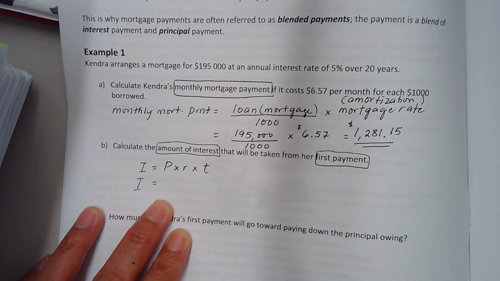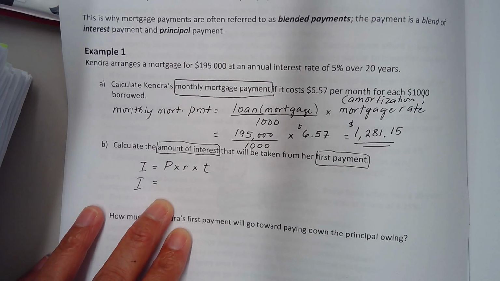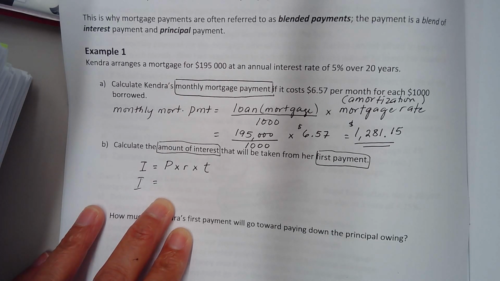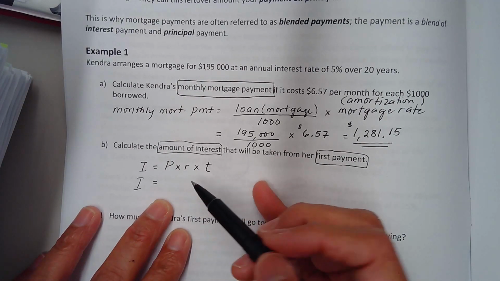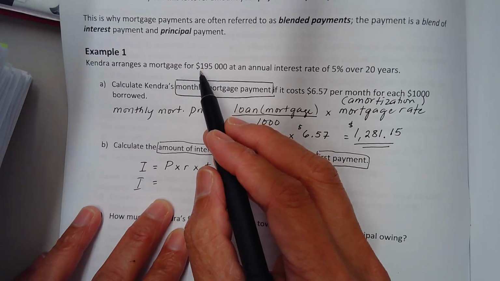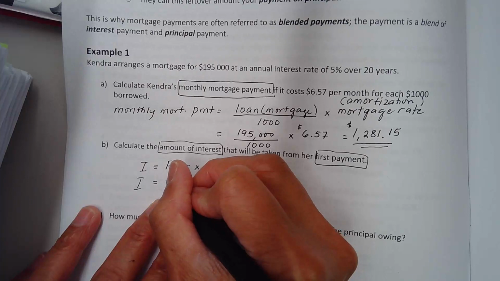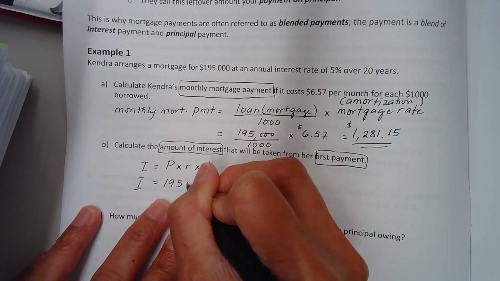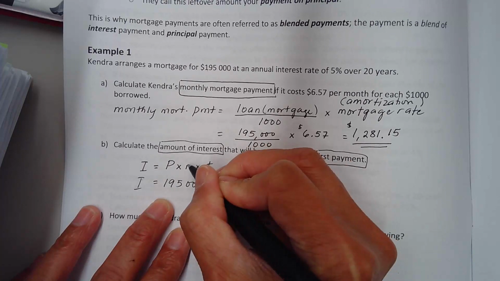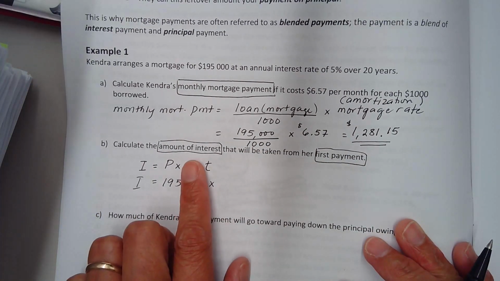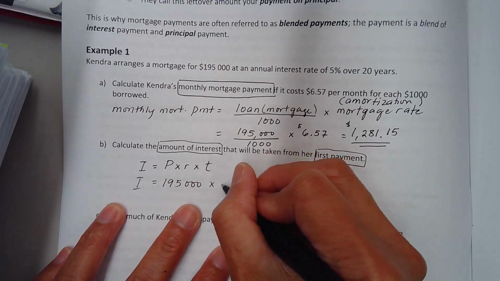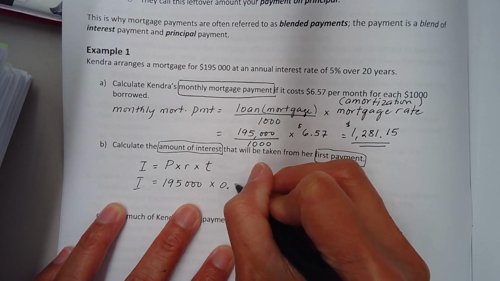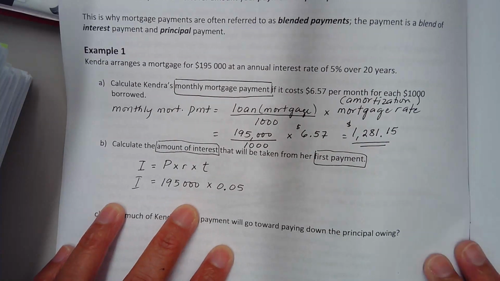Again, this is something that we can write down on our cheat sheet for a test and our provincial exam. Interest for the first month. How much is the principal? How much is it that we have to pay on the loan? The loan is 195,000, times the interest rate. Our interest rate is the percent rate of 5%. So 5% is 0.05. Now I'm going to pause right there. How did I get 0.05?